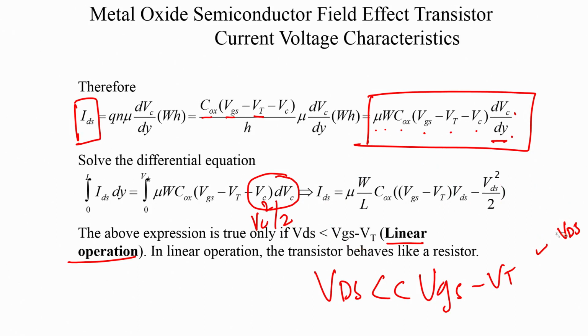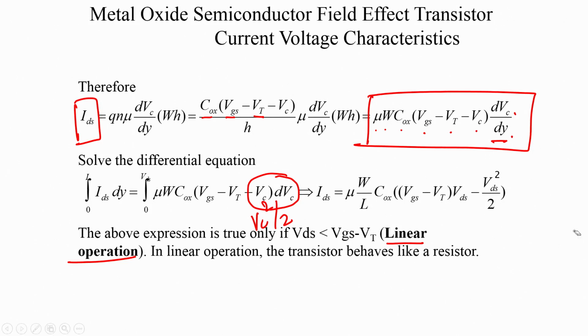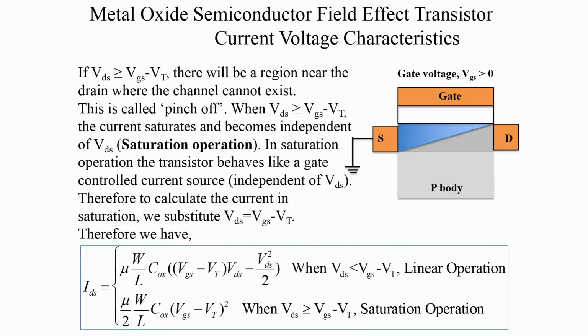Okay. Now, what happens if we start increasing Vds? So, this model is great, but it is not really general, because we do not know what happens when you start increasing Vds. Okay. So, when you start increasing Vds, the so called thickness of the channel will not be constant. Why is it not constant?